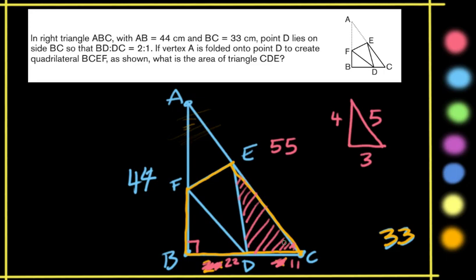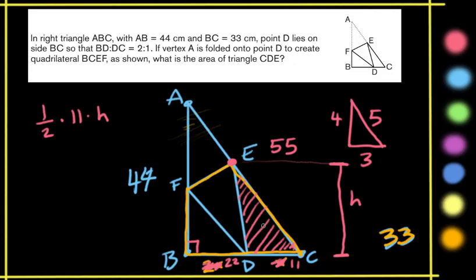Let's see, it says area if vertex A is folded onto point D to create quadrilateral. Okay, so we need to know this area here. What we need now is the height of this shaded triangle. We know the base is 11. We need to know how far up this point E is. If we drop the distance down to the base, this height is what we need. If we had that height, the area of that shaded triangle would just be 1/2 times the base of 11 times that height, h.